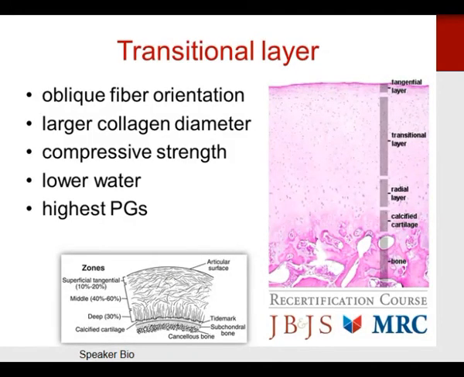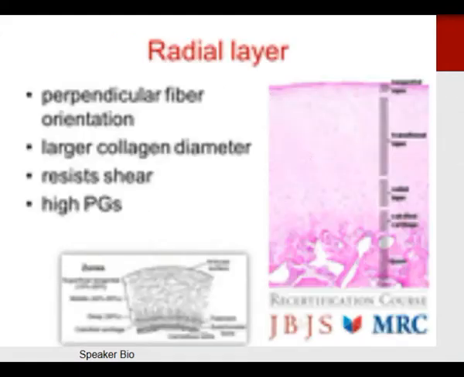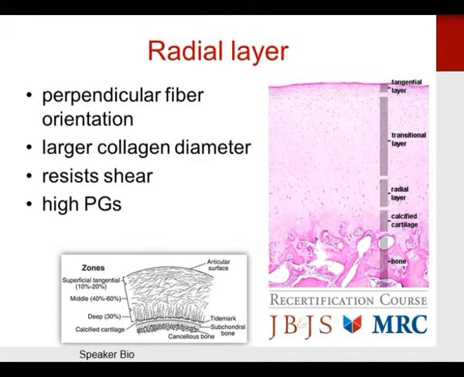In the middle layer, the transitional layer, you have an oblique fiber orientation. The collagen here is larger in diameter. Here you're supplying compressive strength to the articular surface. You have lower water, but higher proteoglycans, because again, you're supplying compressive strength here. So with compressive strength, you need more proteoglycans. The radial layer is where the collagen fibers become perpendicular as it approaches the tide mark. Here you have larger collagen diameter. You have, again, resistance to shear as you go from the middle layer to the subchondral bone. Very high proteoglycans here as well.